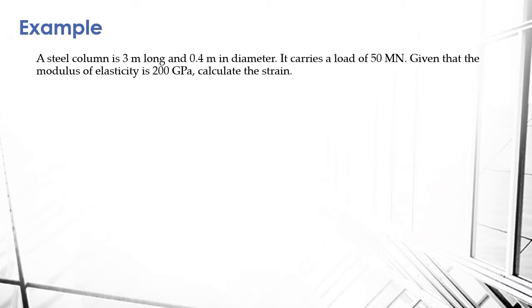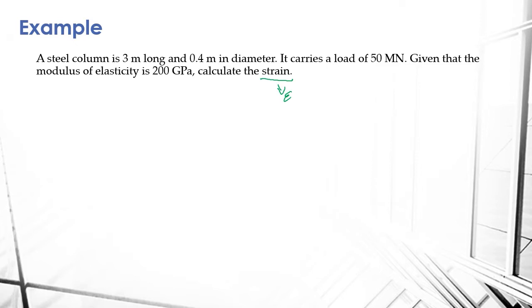A steel column is 3 meters long and 0.4 meters in diameter. It carries a load of 50 meganewtons. Given that the modulus of elasticity is 200 gigapascal, calculate the strain. Strain na po ang gipangita karon. Unsa man si strain? Epsilon.